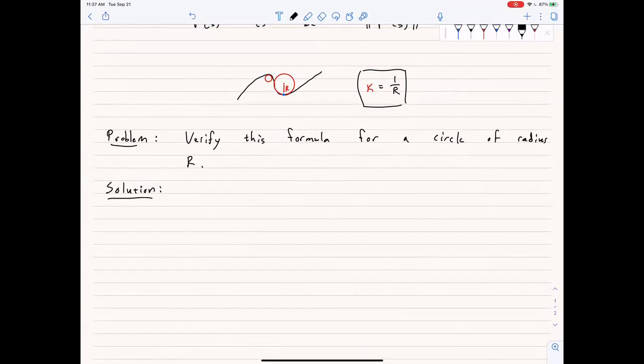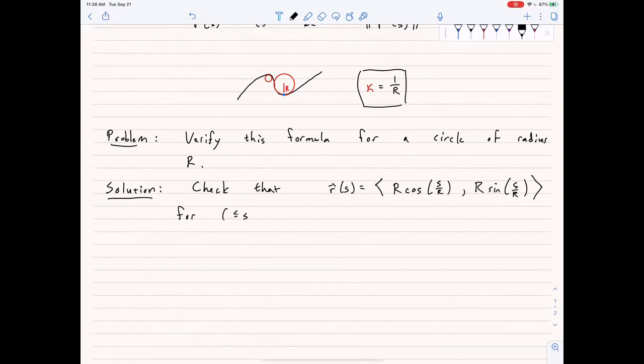And so you can check that r of s is, and this is of course not the only one, it depends on where you start and end, but if you just take cosine of s over R and R sine s over R for s, well, of course s has to be between 0 and the length or perimeter of a radius R circle, which is 2 pi R. This is an arc length parametrization.